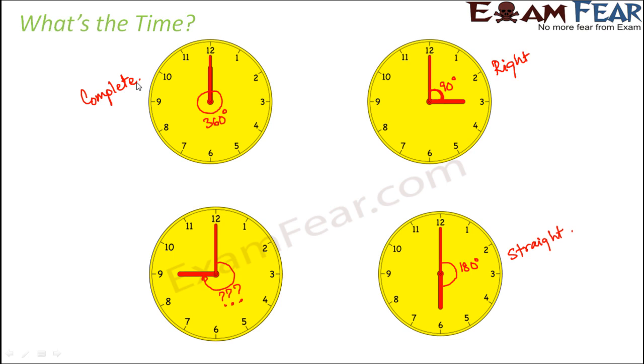So when you observe the angle formed between the minute hand and the hour hand of the clock, what do you see? You see that as time passes by, from 3 o'clock to 6 o'clock to 9 o'clock to 12 o'clock, the angle also keeps increasing.